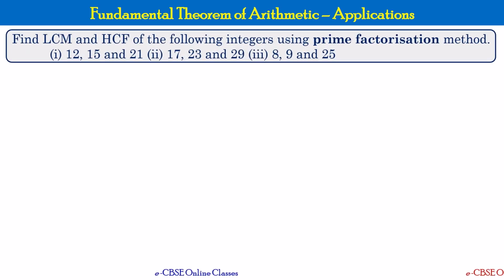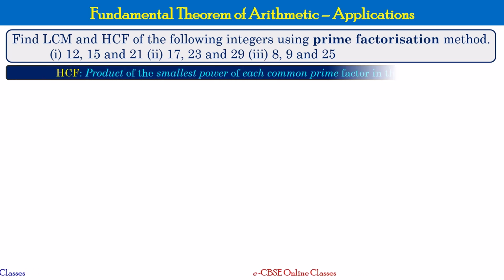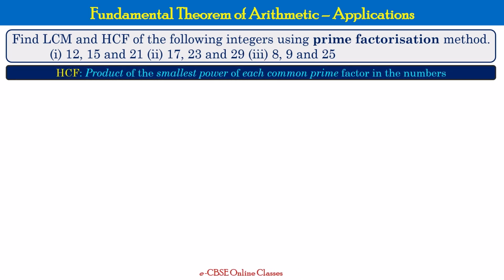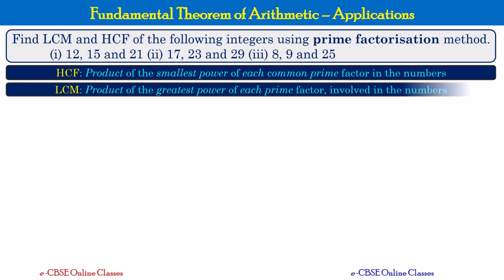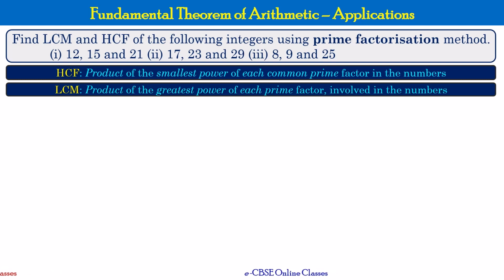Now let's look at some application problems. The first problem is find LCM and HCF of the following integers using prime factorization method. There are three problems given here. Let us remember the definitions. HCF is the product of the smallest power of each common prime factor in the numbers. LCM is the product of the greatest power of each prime factor involved in the numbers. Now let's try to solve the problems one by one.